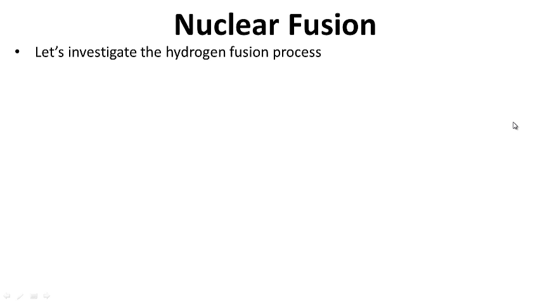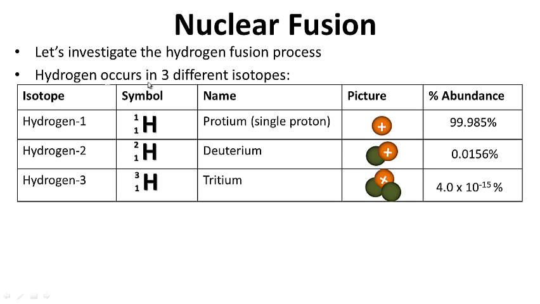Well, let's investigate the hydrogen fusion process a little more. Okay, hydrogen has 3 isotopes. We have protium, which is a single proton. Most of hydrogen is this, protium. But there's hydrogen 2, deuterium, which has a neutron and a proton. And there's hydrogen 3, which has 2 neutrons and 1 proton. It's very rare.